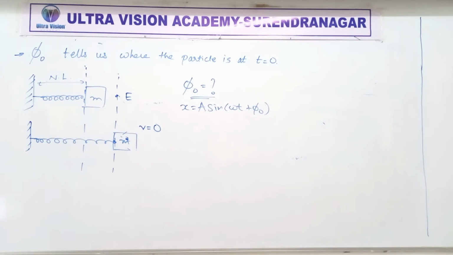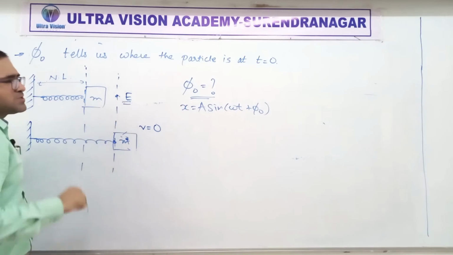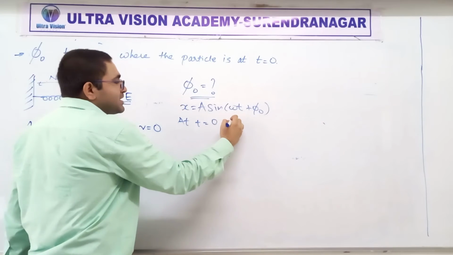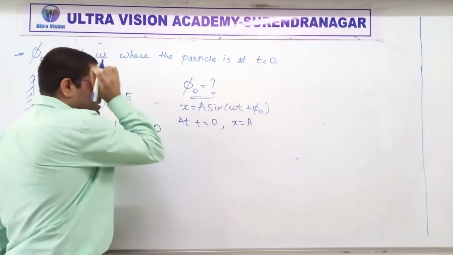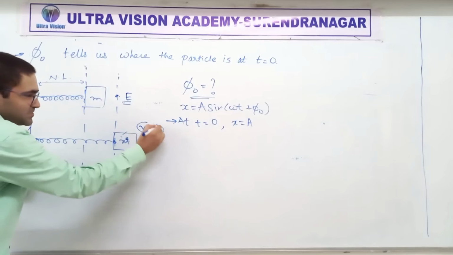Well, see, it starts from here. It starts at extreme position. So do you realize that at t equal to 0 means initially x is equal to a? Is this clear first of all? Yes or no? At t equal to 0, x is equal to a. Why x is equal to a? Because here v is 0.